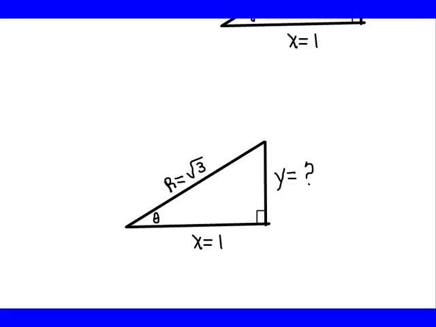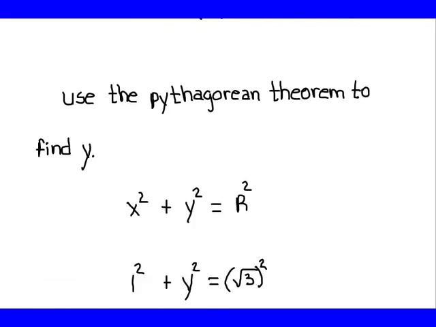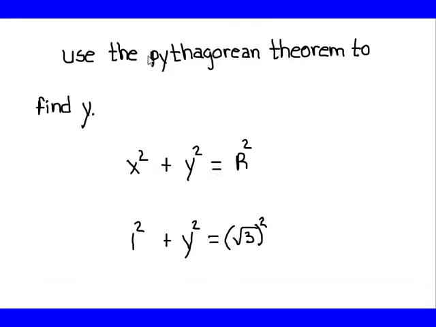Okay, I'm going to assume that you did that. Let's move on. Yes, we need to use the Pythagorean theorem to find y. Now, using our x, y, and r values, we have x squared plus y squared, because x and y represent the legs of that right triangle. r is the hypotenuse, so it's x squared plus y squared equals r squared.